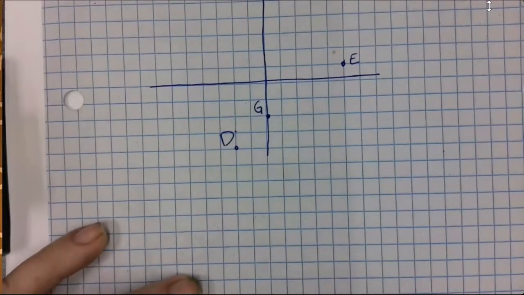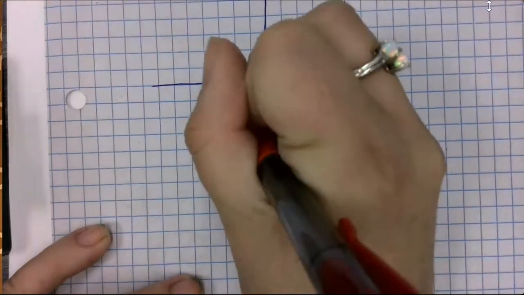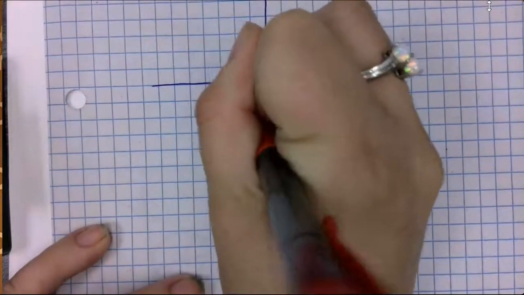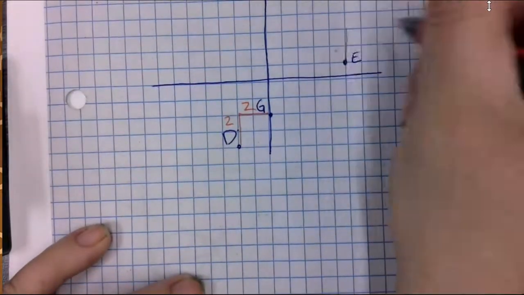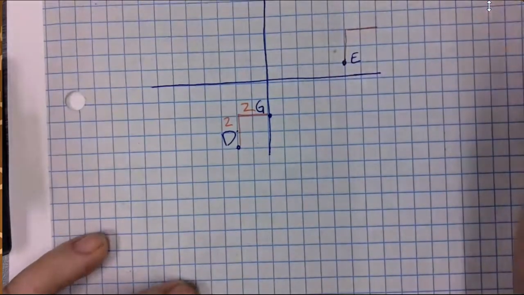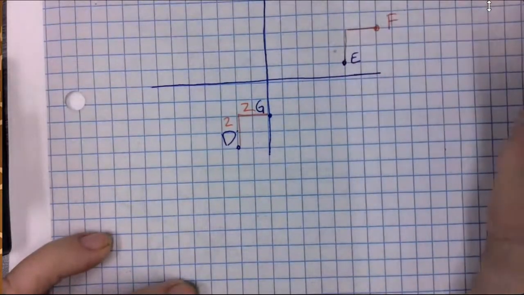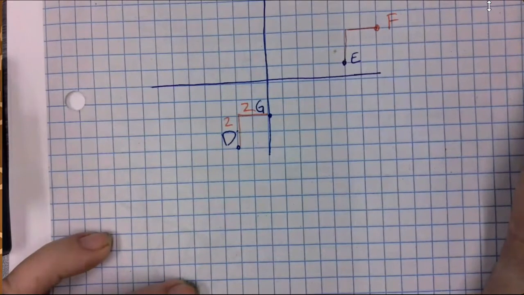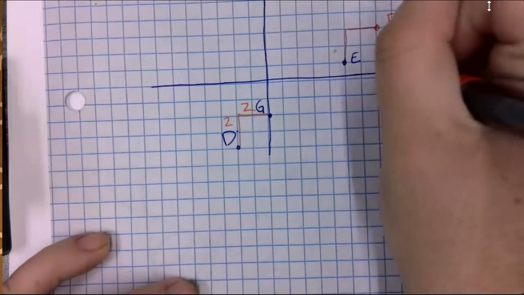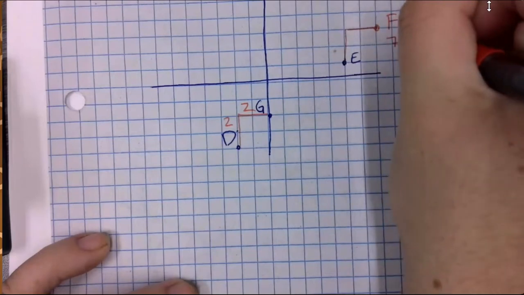Okay, so this one I am going up to right 2 from D to G. So I want to go up to right 2 from E to find my F, which is going to be 7, 3.